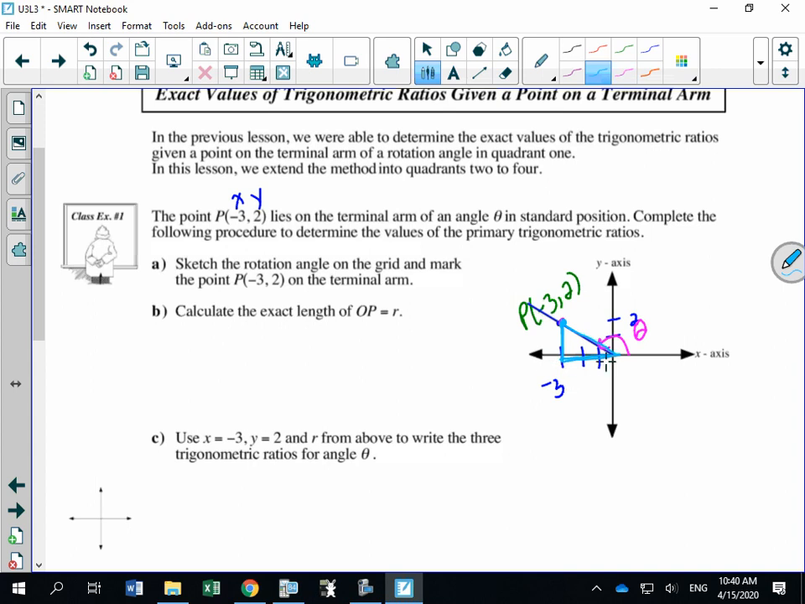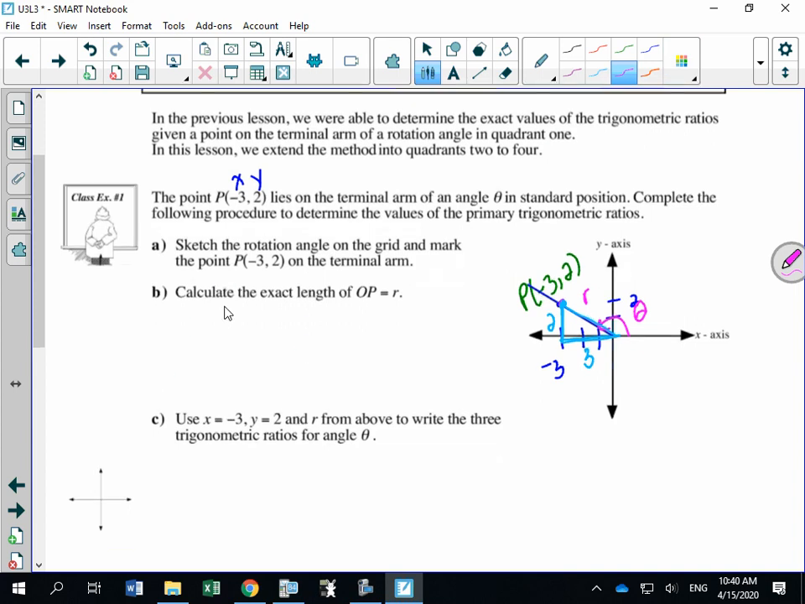So if this is -3, that distance is 3. And my y value, the length of that side, is 2. We are going to calculate what r is using Pythagorean's theorem. So A says sketch the rotation angle. There's my rotation angle, that would be this pink angle here. And then they want us to plot point P on the terminal arm. So we did our sketch. B, calculate the length of our radius.